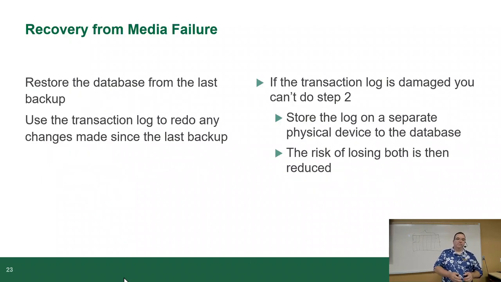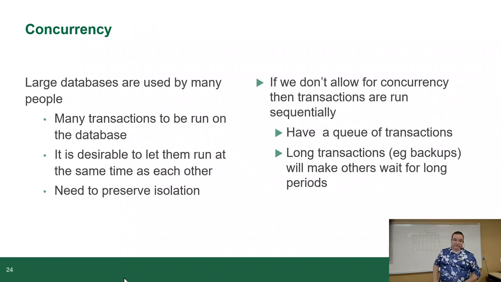So you restore a database from backup, then use the transaction log to redo any changes. Great. If the transaction log is damaged, you can't do step two, which leads us to the next statement: the transaction log should exist on its own disk. That way, if you lose part of this RAID array, but your transaction log is happily sitting on another disk somewhere else, you're not going to lose too much.